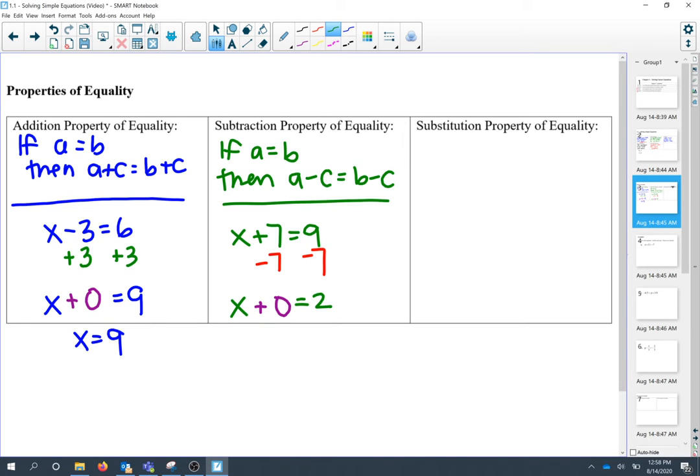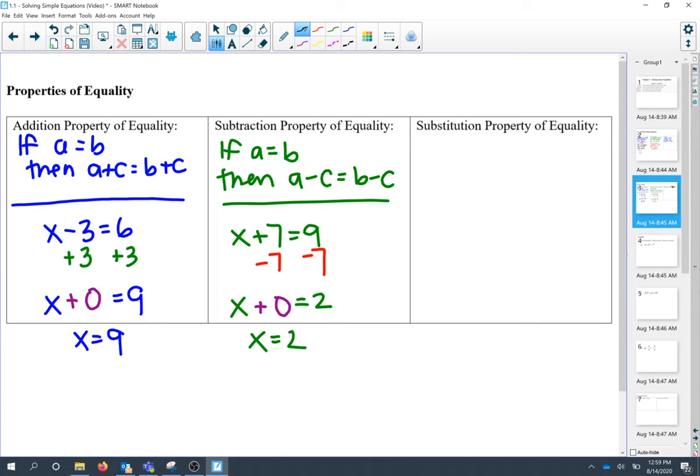We don't really need the plus 0, so x equals 2 would be your solution. And right here is your subtraction property of equality, because you're subtracting the same thing on both sides of the equation. You're keeping it equal.